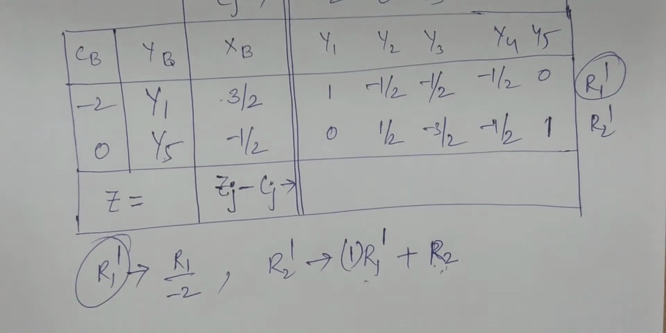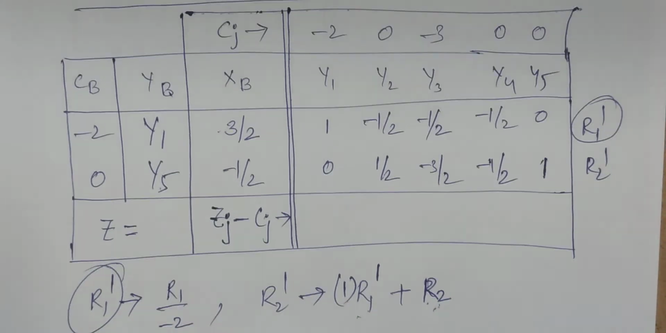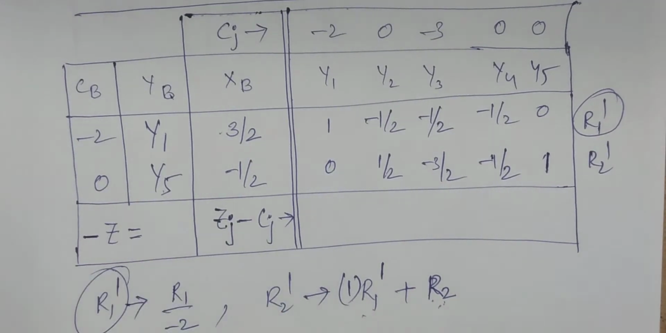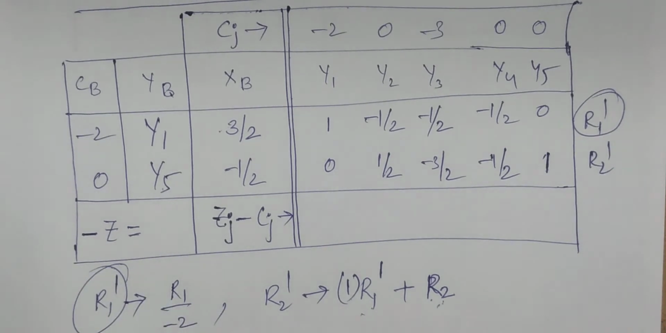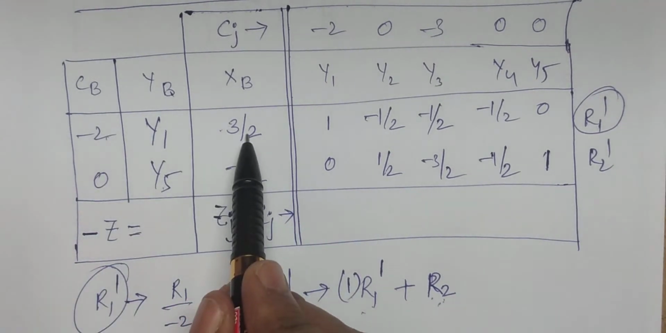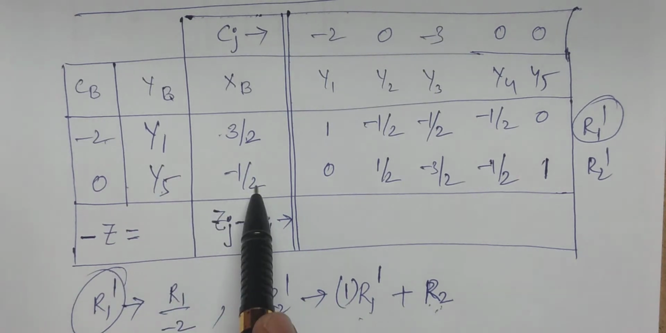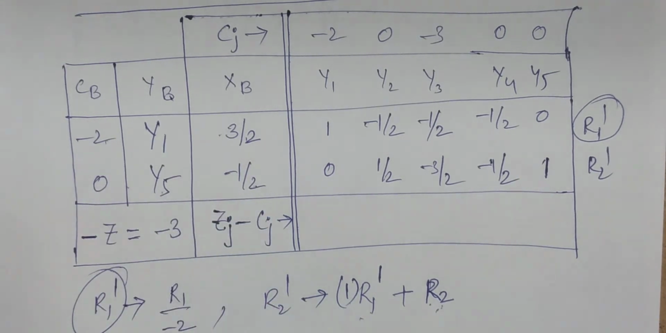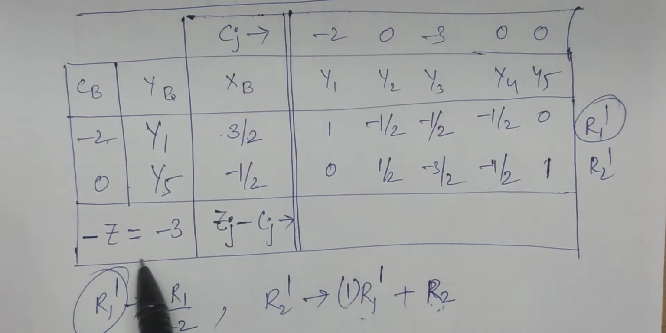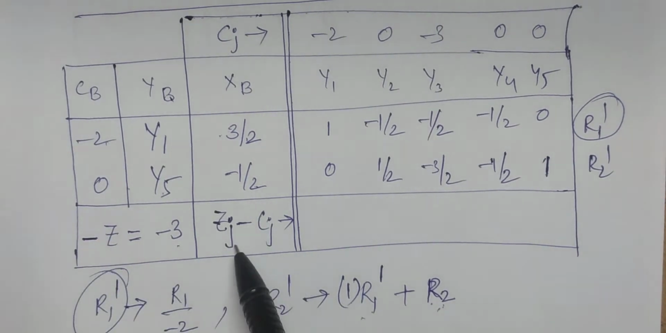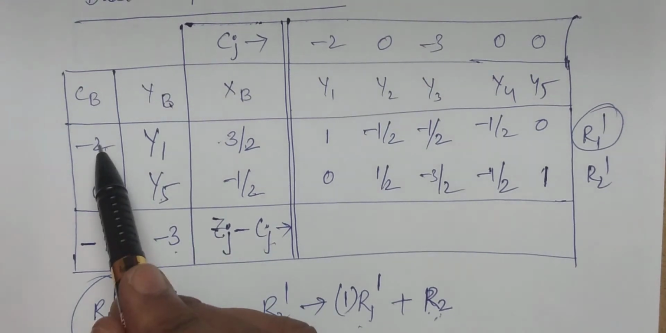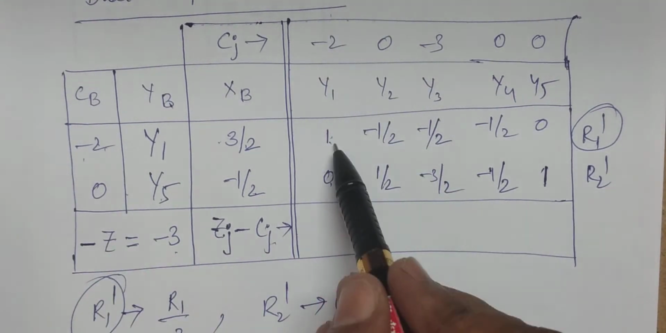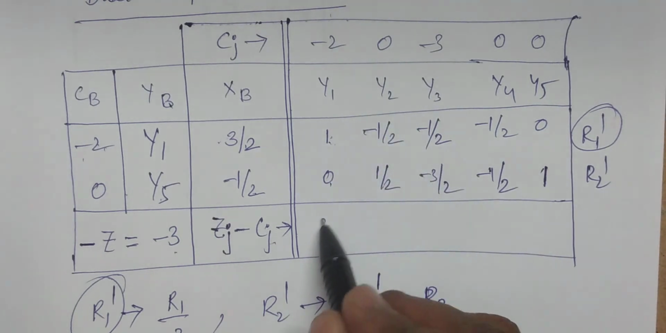So now again you calculate z and zj minus cj. The values of z you have to calculate: minus 2 into 3 by 2, 0 into minus 1 by 2. So the 2 got cancelled and it is minus 3, and the z value is minus 3. And zj minus cj, the net evaluations: cb yj minus cj. Minus 2 into 1, minus 2, plus 0, minus of minus 2, plus 2, 0. Basis vector, no need to calculate.